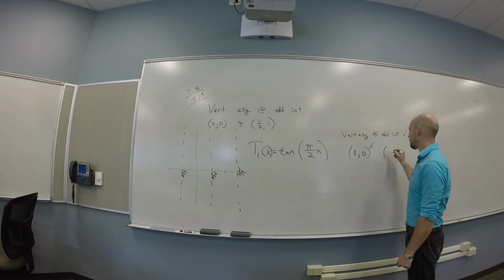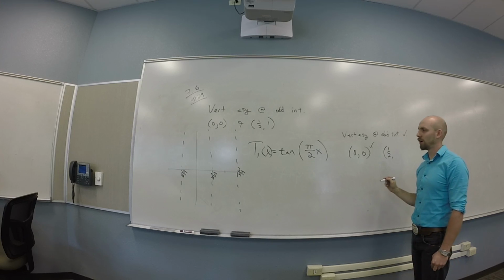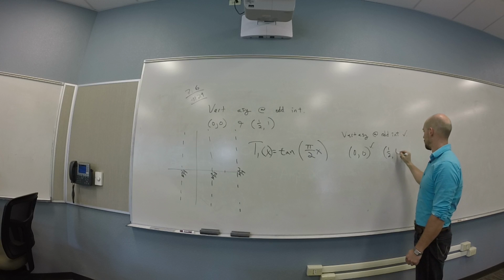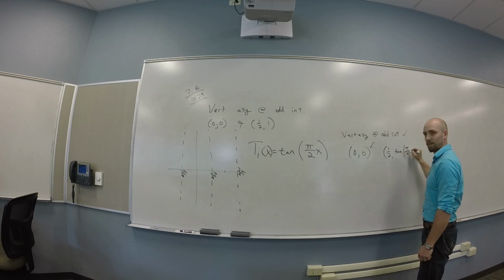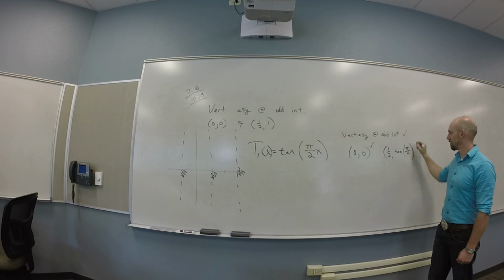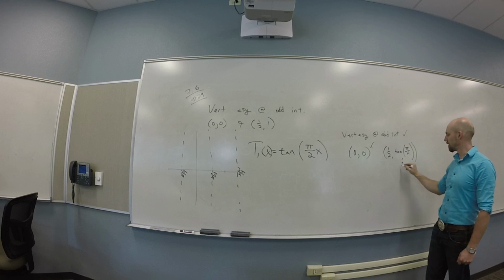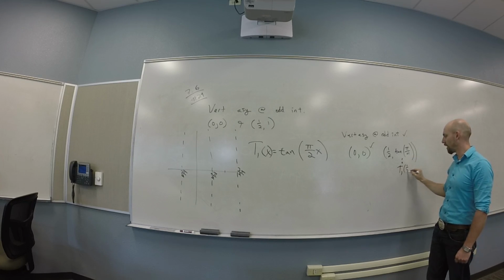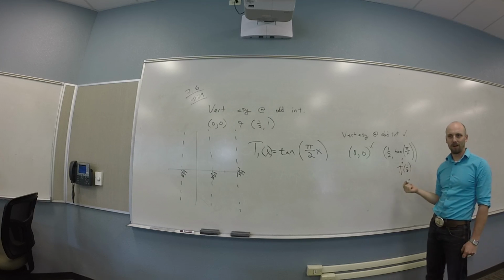Then I'm supposed to get 1 half, comma 1. So this is tangent of pi over 4. You guys see that? This is the function applied to 1 half. What's tangent of pi over 4?